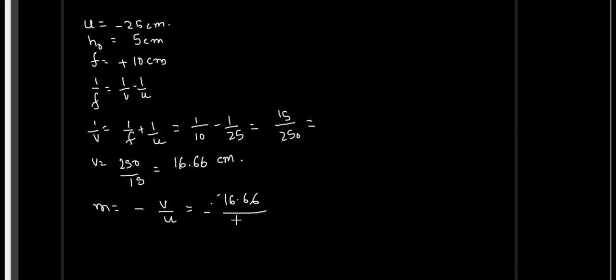And what is the object distance? 25. So what are we going to get? Minus 0.66. So this is the magnification, and the negative sign shows that the image is real in nature. So the image formed is real and the image formed is behind the lens. Two things we came to know about the image.